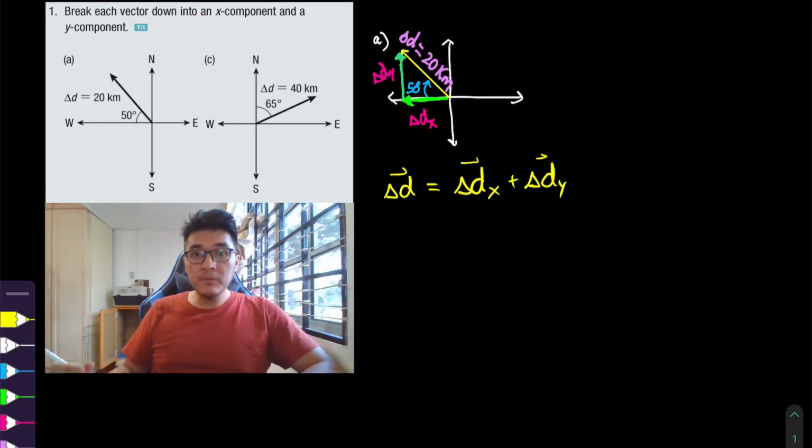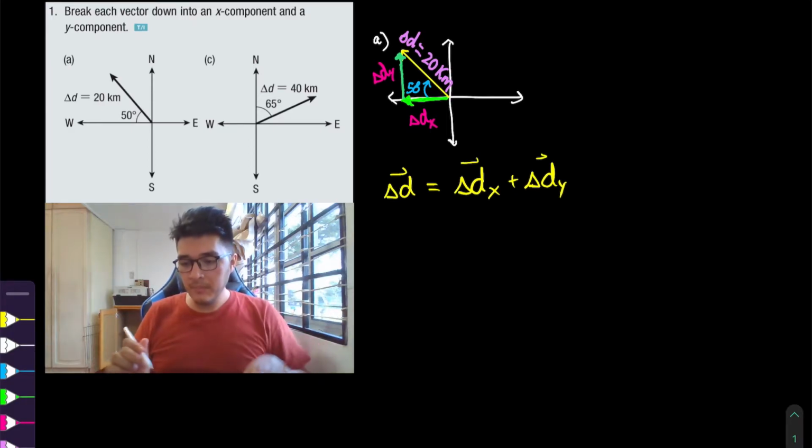This is going to be useful when we're trying to add more than one vector. But for now, all you need to know is that for each vector that we have, you can break it down along the x portion of it and along the y portion of it. And the direction does make a difference. That's why you have to take this into consideration.